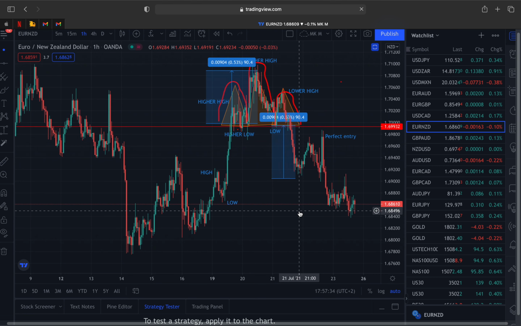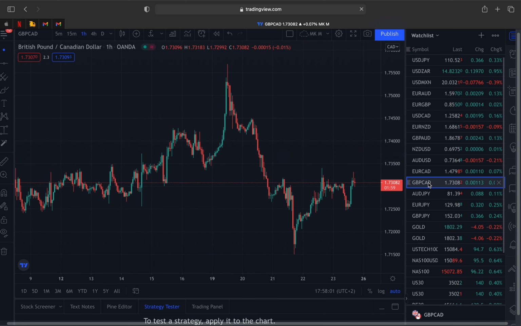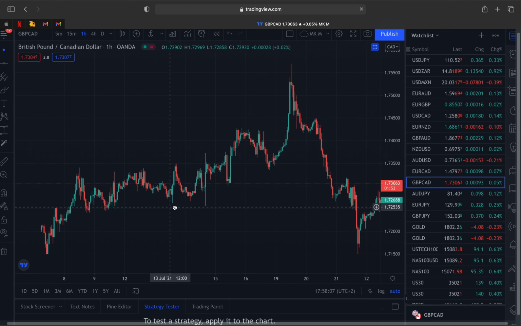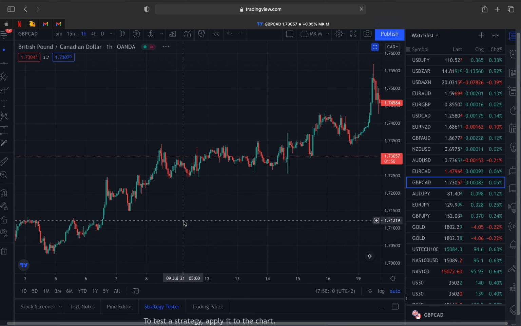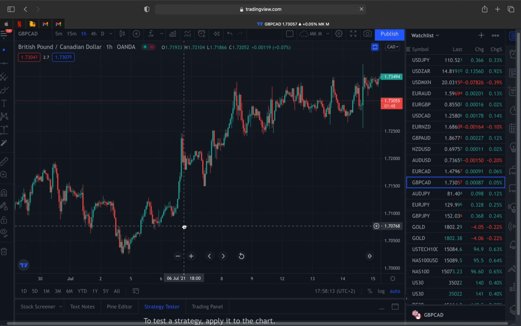So the next thing now, we're gonna look at our cup and handle formation, which usually is a continuation pattern also. Let me just switch on the slide and I'll be back with you guys again. So as I was saying, we're gonna look at our cup and handle formation. Let's just go to GBP CAD H1. Here is H1. So let's look for a cup and handle here.